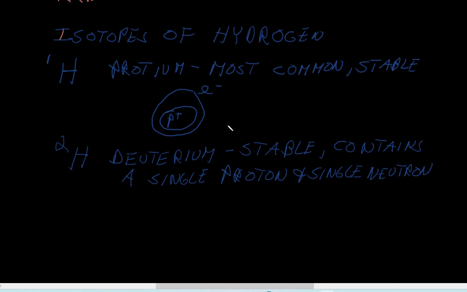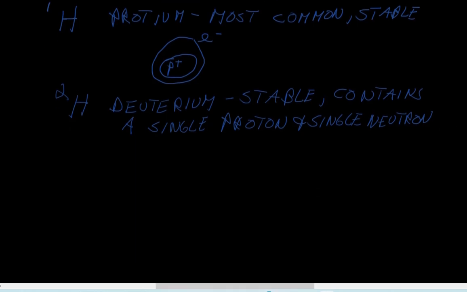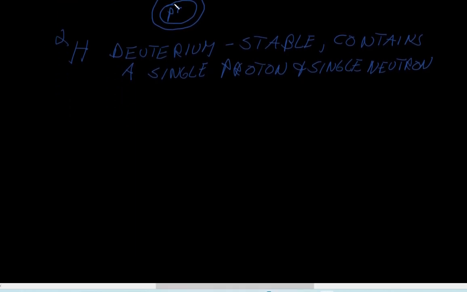And if you were to diagram that, which we can do here, deuterium in the nucleus has a proton and 1 neutron. And again, it has atomic number 1. If it's electrically neutral, it's got 1 electron.